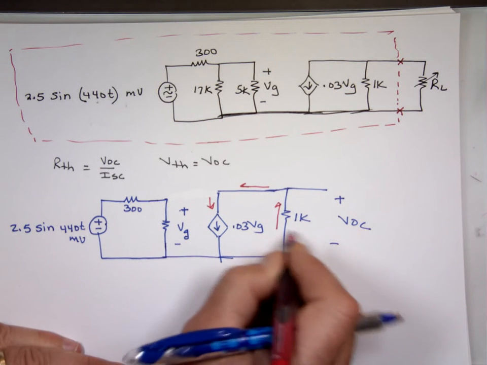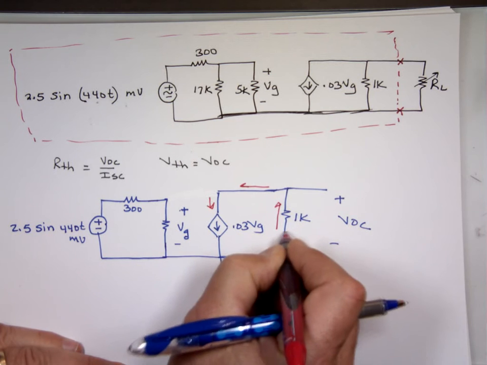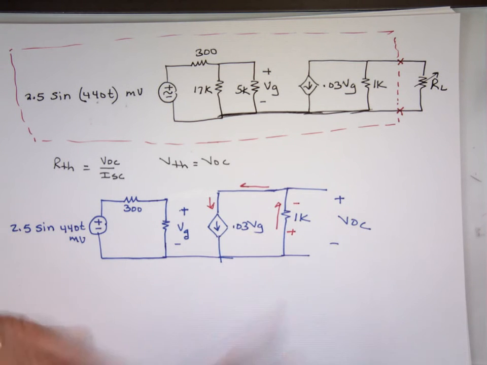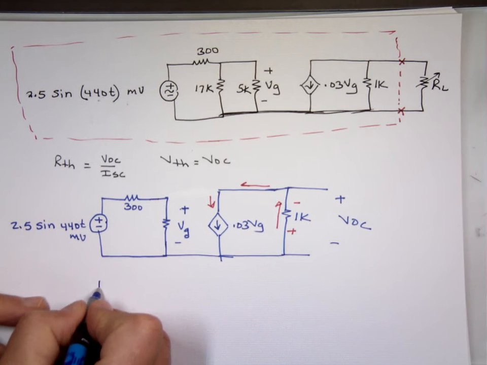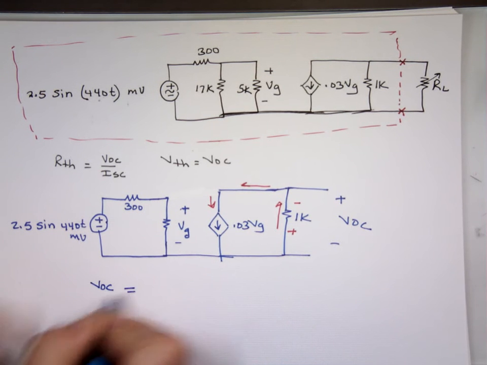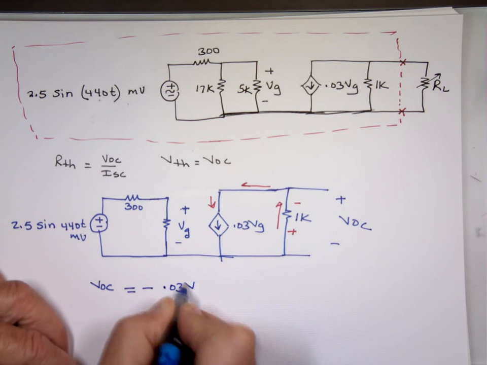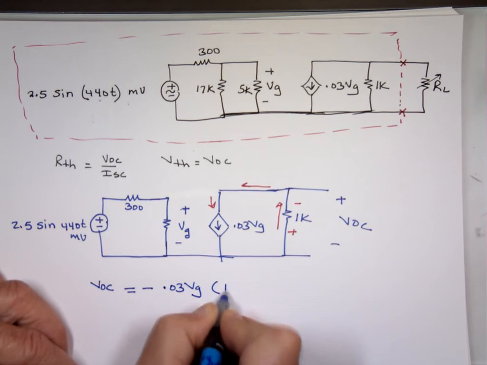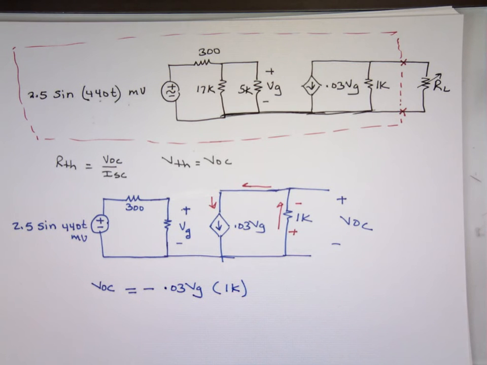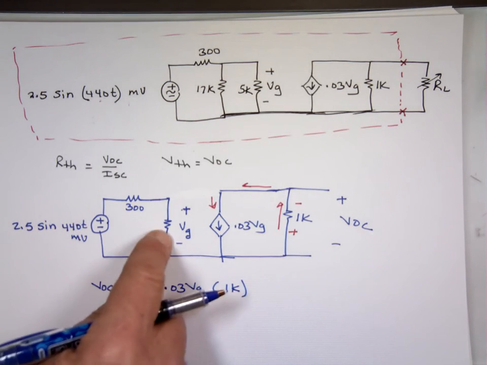So this voltage here, because the current is going up, is going to be marked what? Plus to minus. So I can see V open circuit, just looking at that picture, is going to be what? Negative 0.03 VG times 1K. If I know what VG is, I'm done.